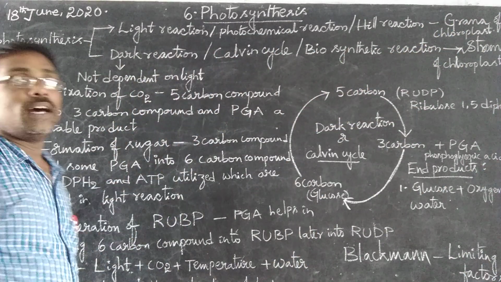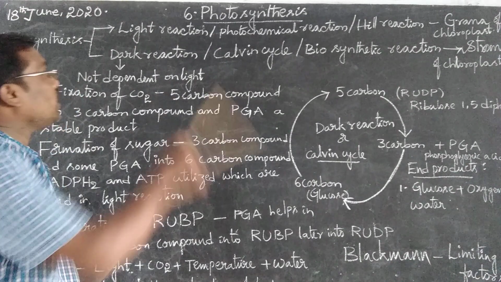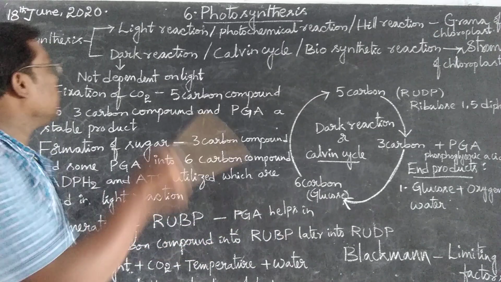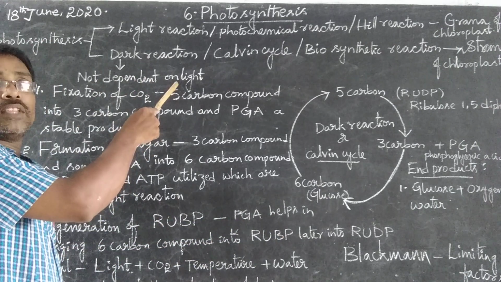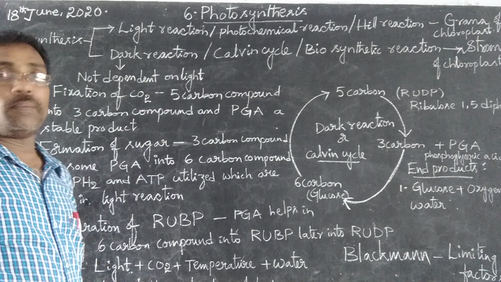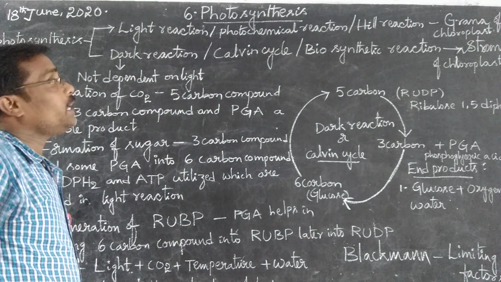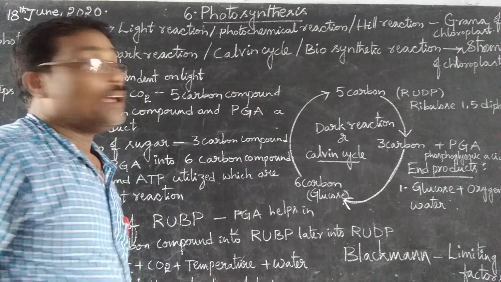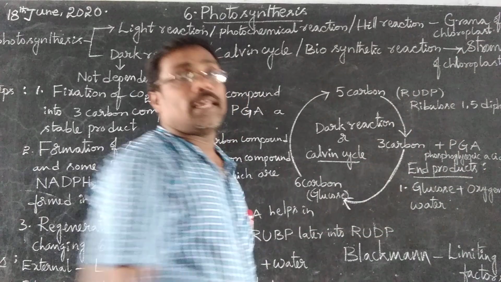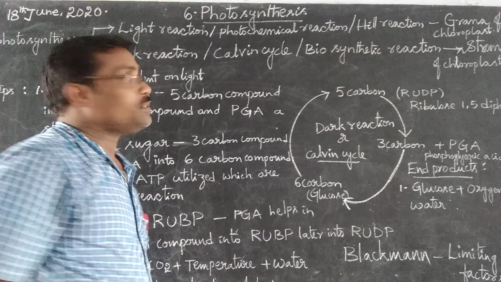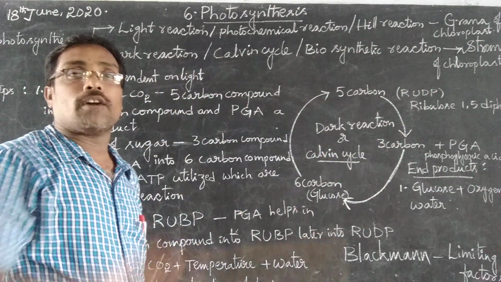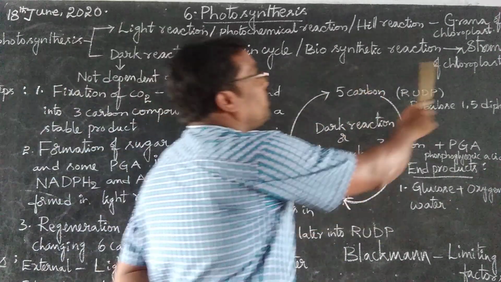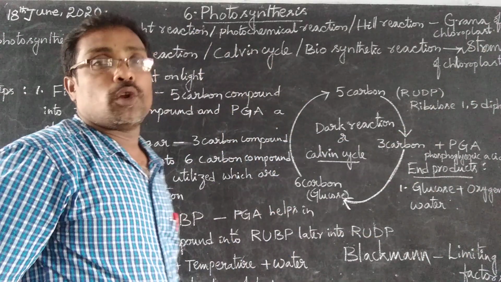Now we are discussing the second process, dark reaction. Dark reaction does not mean it occurs in the dark; it is not dependent on light. The reactions that take place without depending on light are called dark reaction, and it was observed by a scientist called Calvin. That's why it is called the Calvin cycle, and also the biosynthetic reaction. Why? Because by using some enzymes, chemical reactions take place, converting the carbon compounds into different forms. That's why it is called biosynthetic reaction, and these reactions occur in the stroma of the chloroplast.